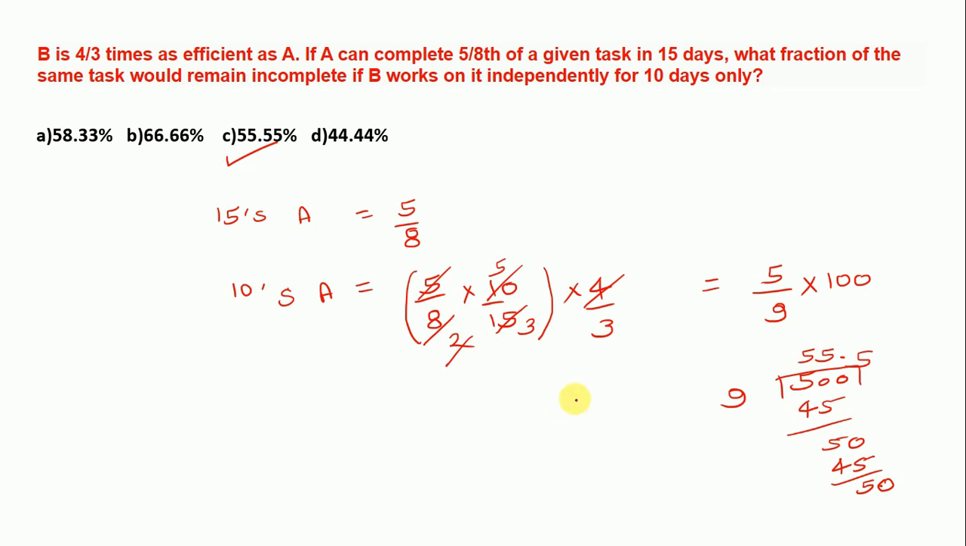So this is very basic, but this is the concept that you have to use here. We were given A's 15 days work. First of all, convert that into 10 days work, and after that multiply by the efficiency, and that will give you B's 10 days work. So this was all in this question.